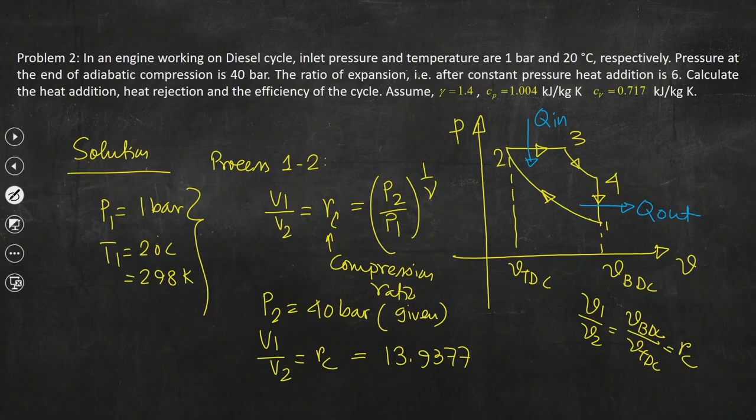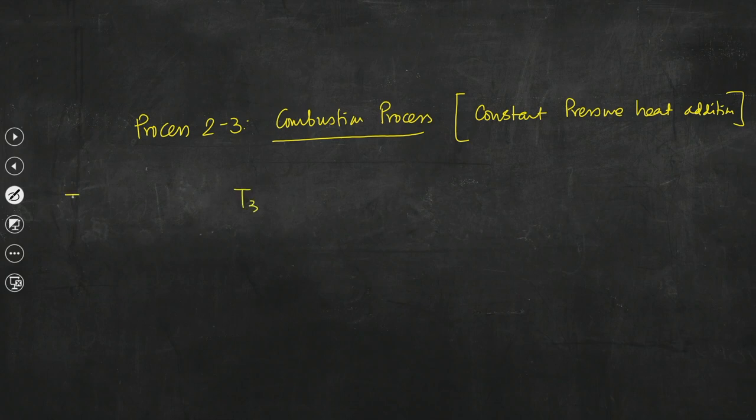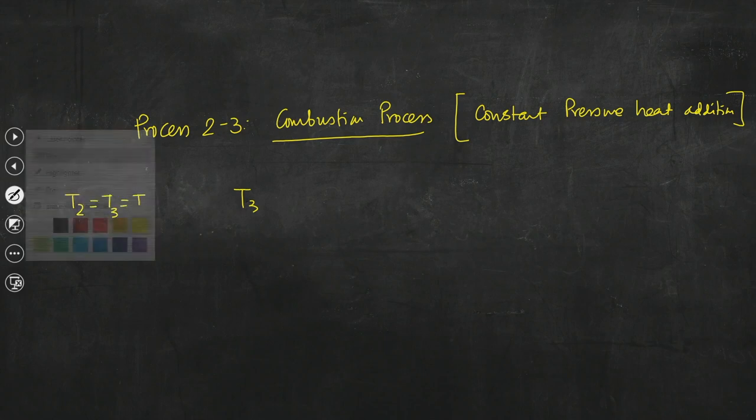Now, if we go to the process 2 to 3, this is a very important process, the combustion process. So, I am writing here, process 2 to 3, the constant pressure heat addition, combustion process. This is a constant pressure heat addition process, okay. And you can understand that we can write T3. Mind it, T3 equal to T max. In fact, I should write T3 equal to T max.